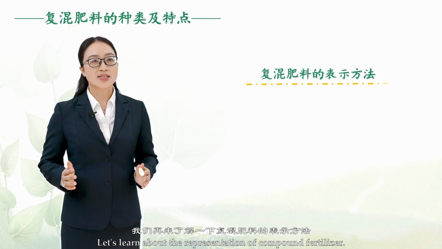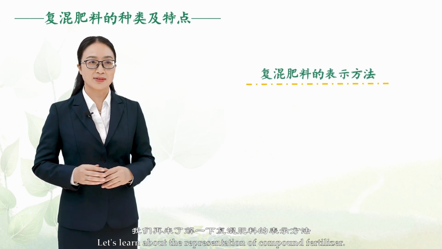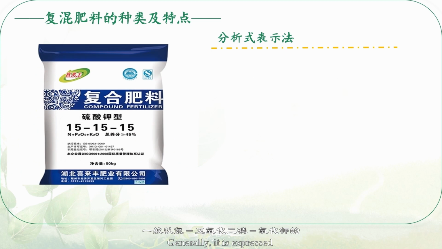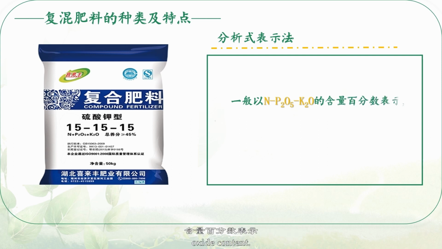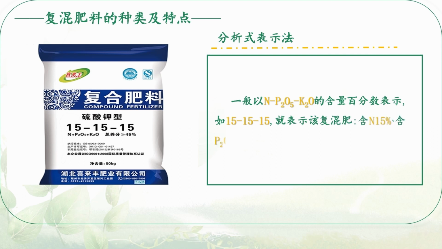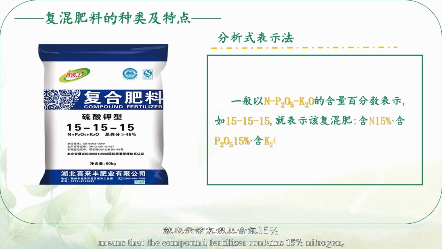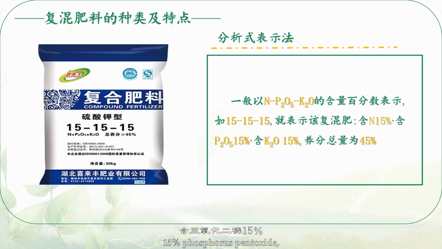Let's learn about the representation of compound fertilizer. Generally, it is expressed as a percentage of nitrogen, phosphorus pentoxide, and potassium oxide content. For example, 15-15-15 means that the compound fertilizer contains 15% nitrogen, 15% phosphorus pentoxide, 15% potassium oxide, and the total nutrient content is 45%.